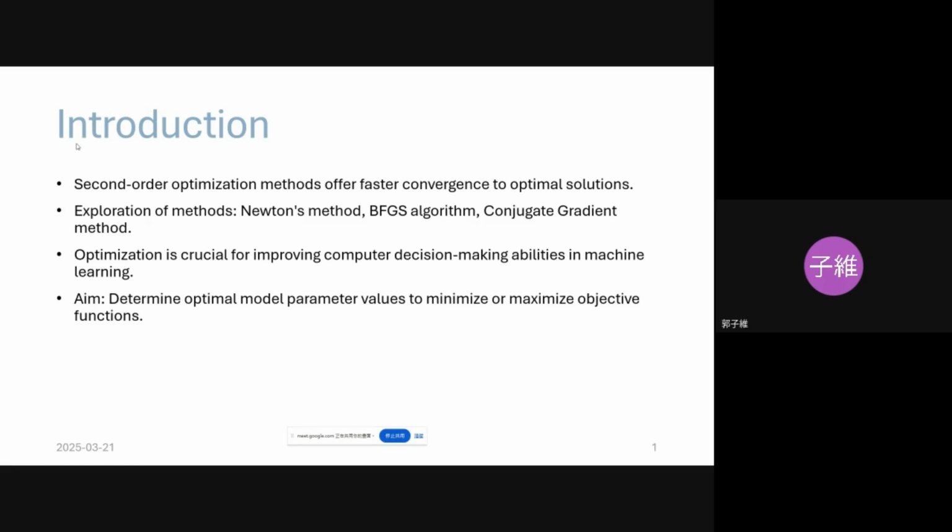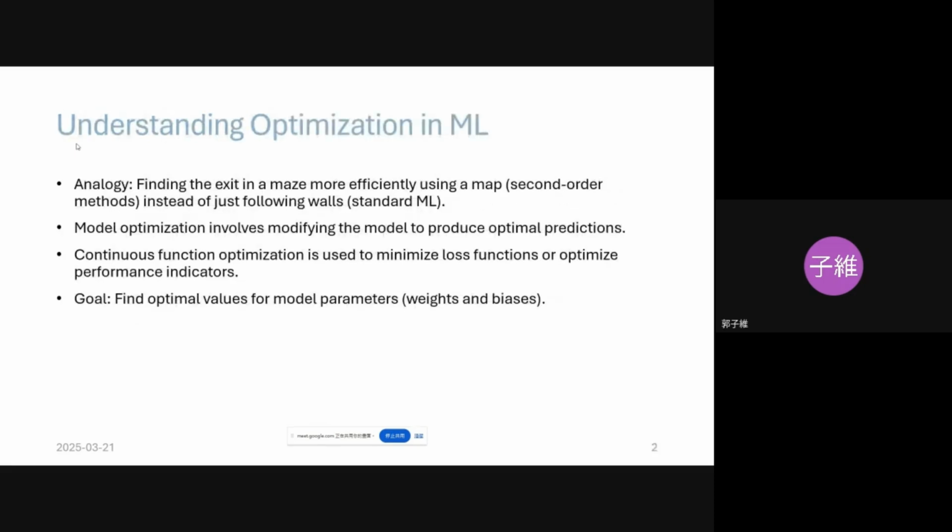Optimization is crucial for making decisions as a computer in machine learning. Our goal is to determine the optimal model parameter values to minimize or maximize our objective functions. In today's case, we need to categorize the digits from the input images of those zeros and ones. Okay, understanding optimizations in machine learning.